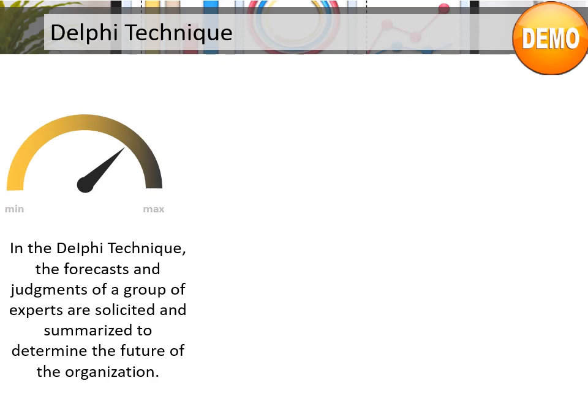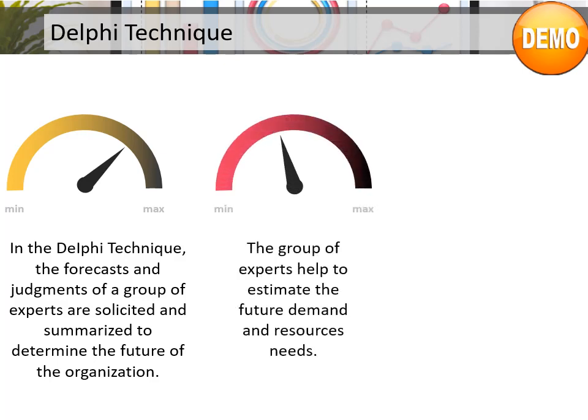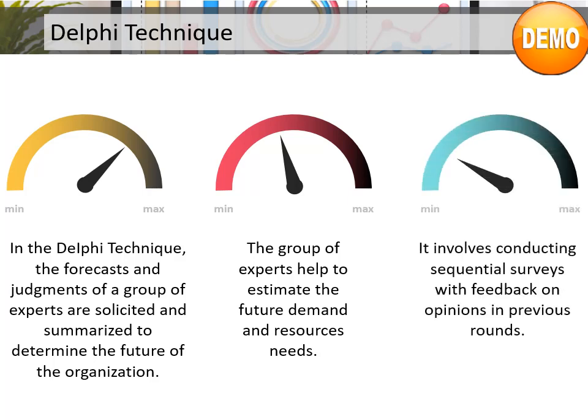Let's look at Delphi technique. In the Delphi technique, the forecasts and judgments of a group of experts are solicited and summarized to determine the future of the organization. The group of experts help to estimate the future demand and resource needs. It involves conducting sequential surveys with feedback on opinions in the previous rounds.